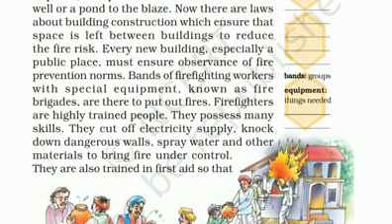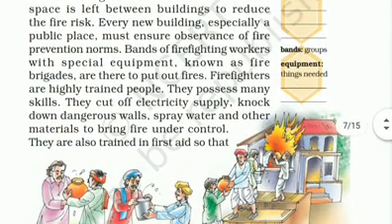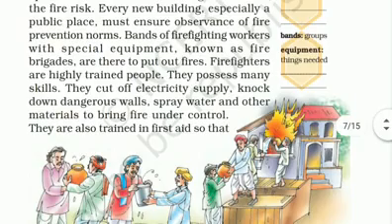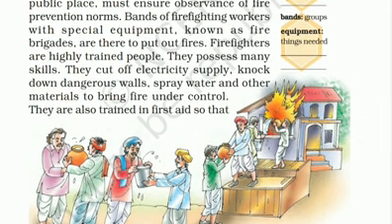Bands of firefighting workers with special equipment, known as fire brigades, are there to put out fire. We know them as firemen. Equipment means things needed to do some work. Firefighters are highly trained people. They possess many skills. They cut off electricity supply, knock down dangerous walls, and spray water and other materials to bring fire under control. So they are very skilled people.